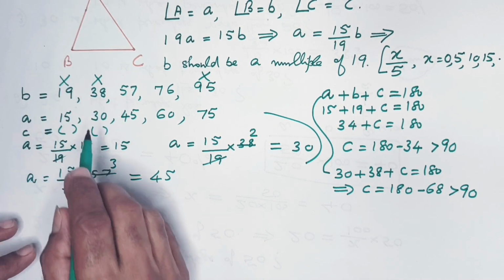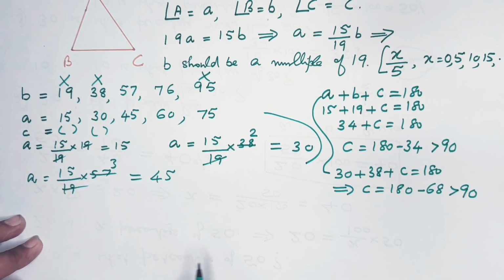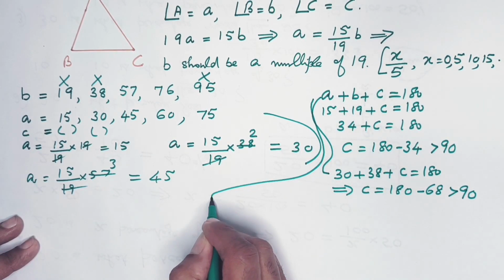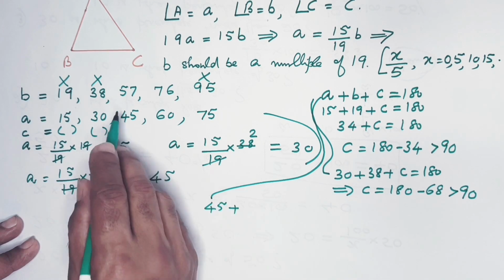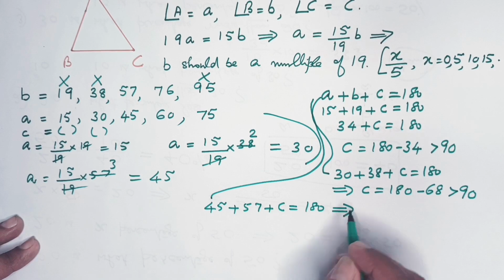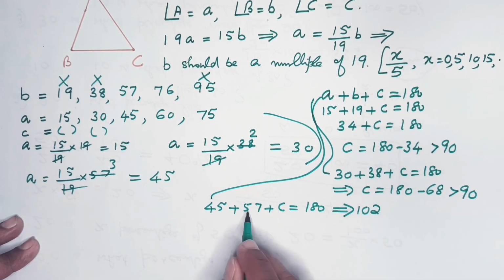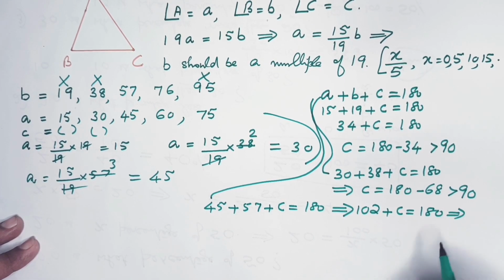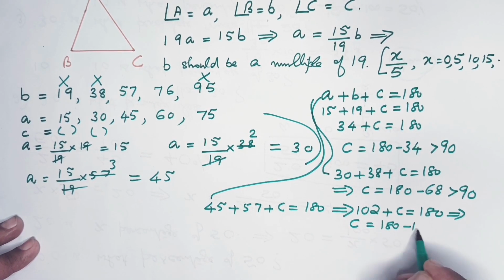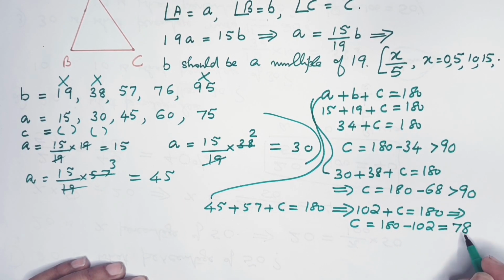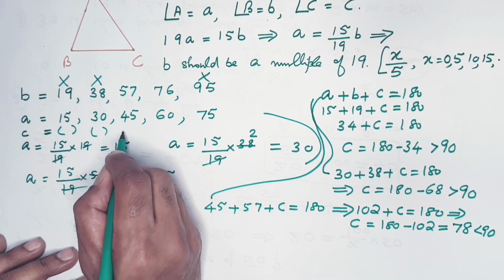Now look at the third possibility, 57 and 45. Again substitute in A plus B plus C. A is 45, B is 57, plus C equal to 180. Now 45 plus 57 is 102. That is 57 plus 45, plus C equal to 180. This implies C is equal to 180 minus 102, which works out to 78. So the third angle is 78, which is less than 90. So this is acceptable. So let me write the third value, which is 78.